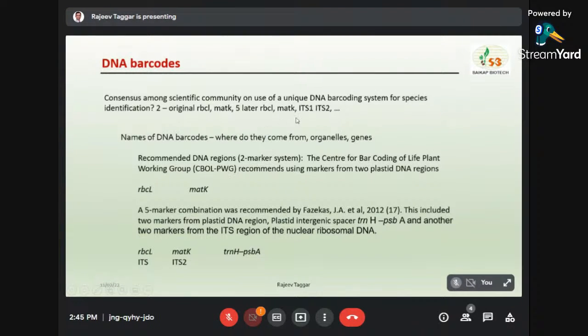Now, in this case, there are 5 barcodes. In other words, there are 5 small segments. These are called RBCL, MATK, TRNH-PSBA, which is the area in between the TRNH and PSBA genes, and ITS, which is a bit different. So these are 5 different small segments, and if we look at these sequences and compare them with the database, we can identify the plant and tell which species it is coming from.